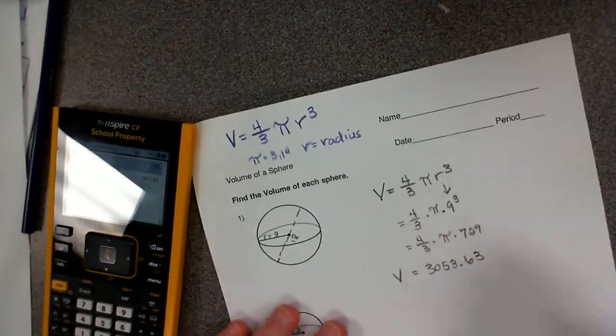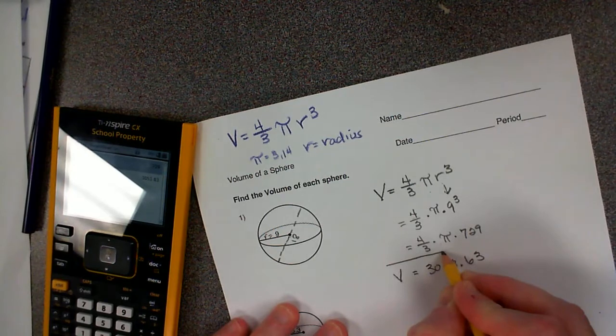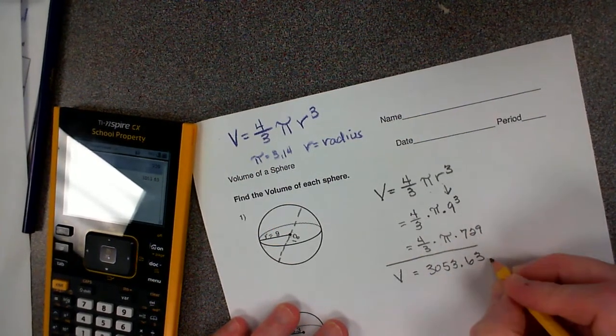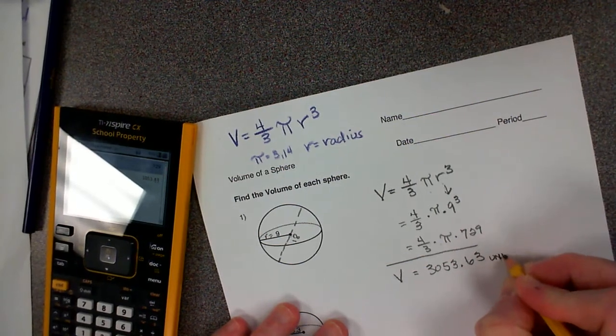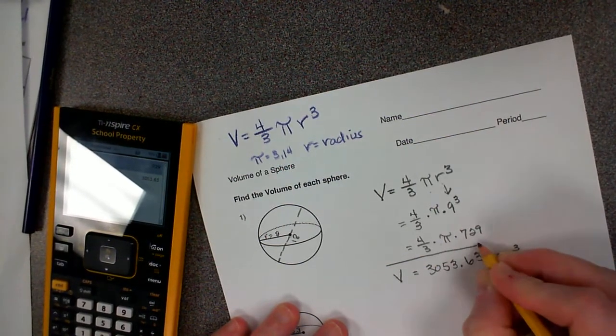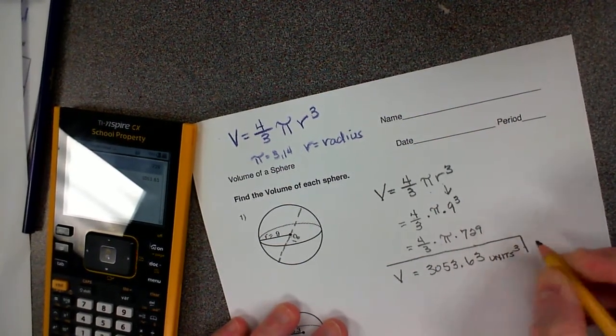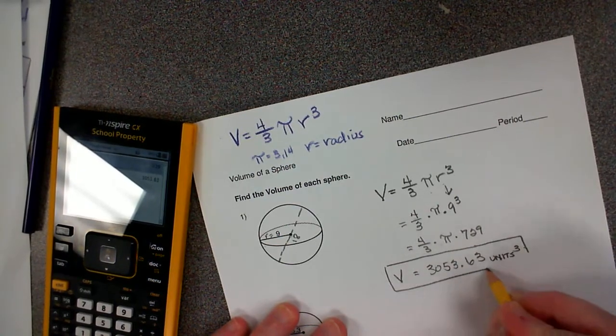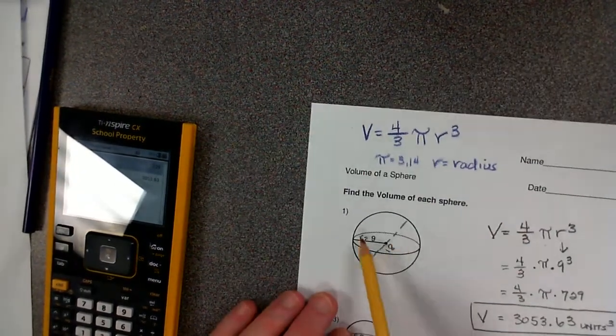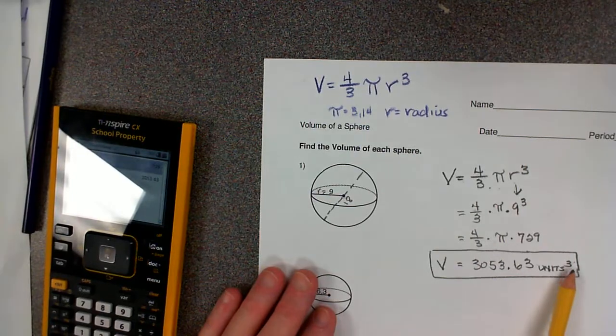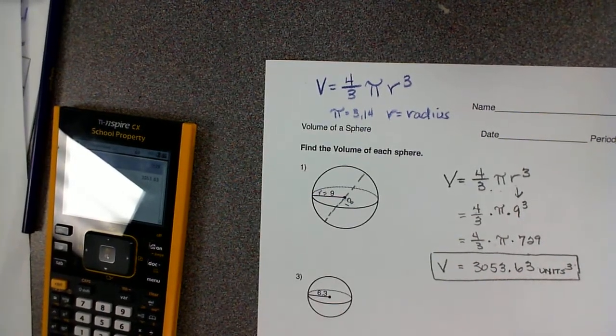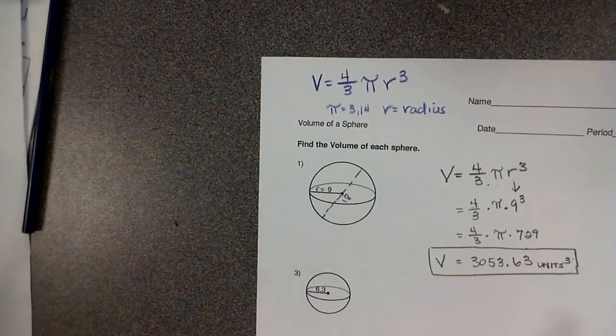Okay, so I can put a block around that. Actually, let's call this units cubed, or cubed units, because we are talking about volume, and volume is three-dimensional. Okay, that's why this little 3 is down here. Just remember that. Let's do one more.